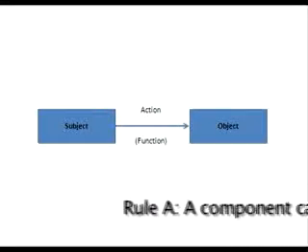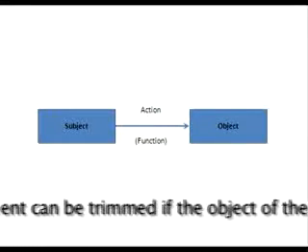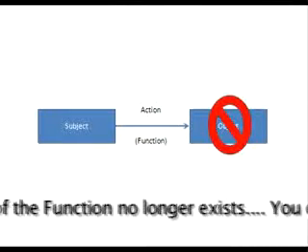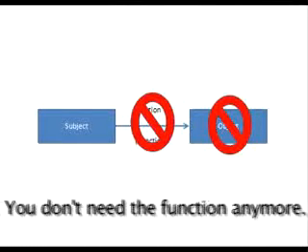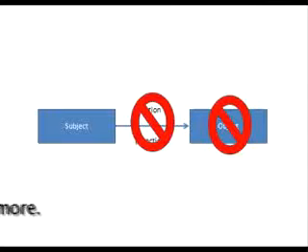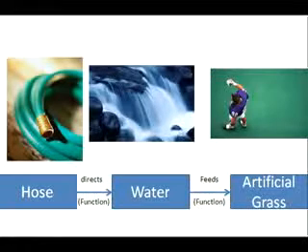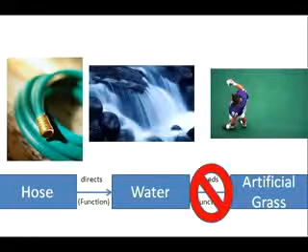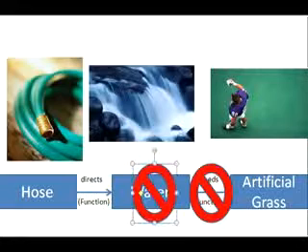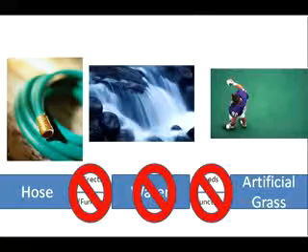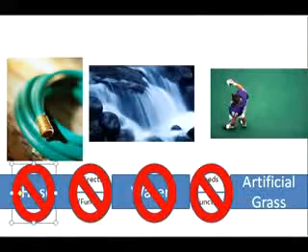Rule A says a component can be trimmed if the object of a given function is eliminated from the system. You don't need the function anymore because the object of the function no longer exists. Here's an example. A garden hose directs water to feed the grass. The owner replaces his grass with a synthetic lawn. If we apply Rule A, we don't need the function to feed the grass anymore, which allows us to trim the water. Furthermore, eliminating the water allows us to trim the function of directs from the hose, and subsequently the hose itself.